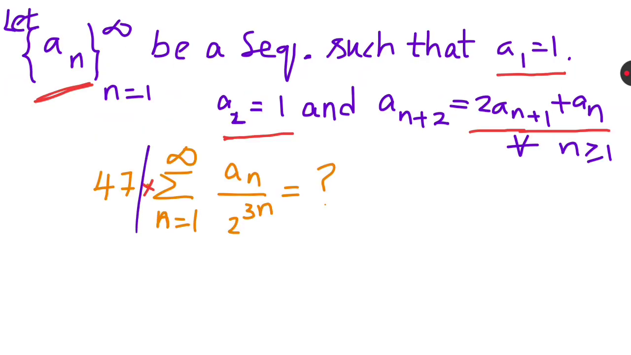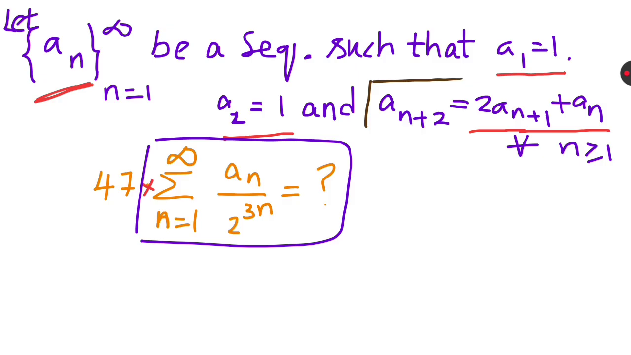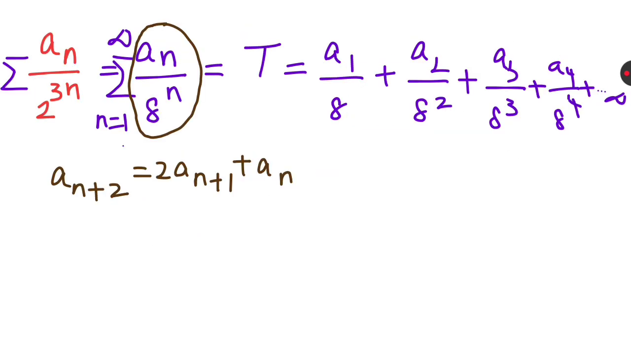We simplify this part. Now let's take the given condition. What is the given condition? a(n+2) equal to 2a(n+1) plus an. In the given question, the denominator we have is 8 raised to the power of n. That's why we divide both sides by 8 raised to the power of n.